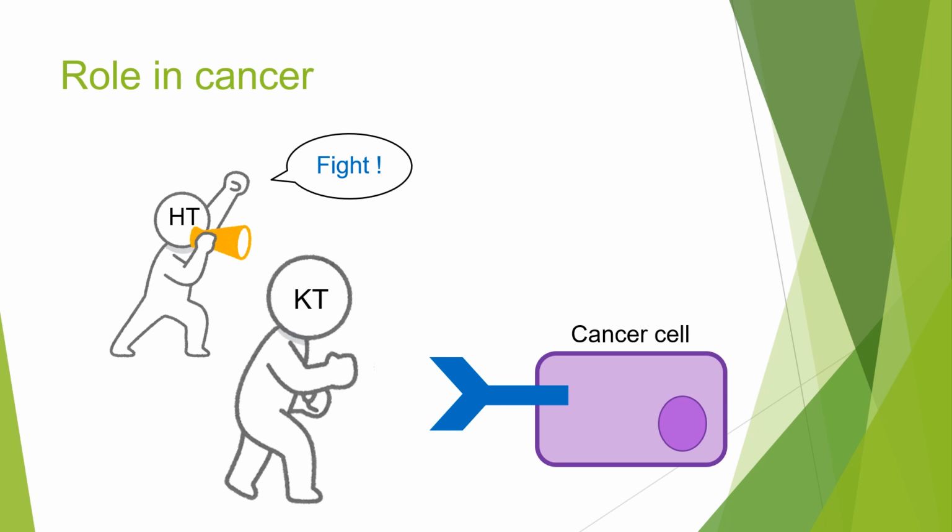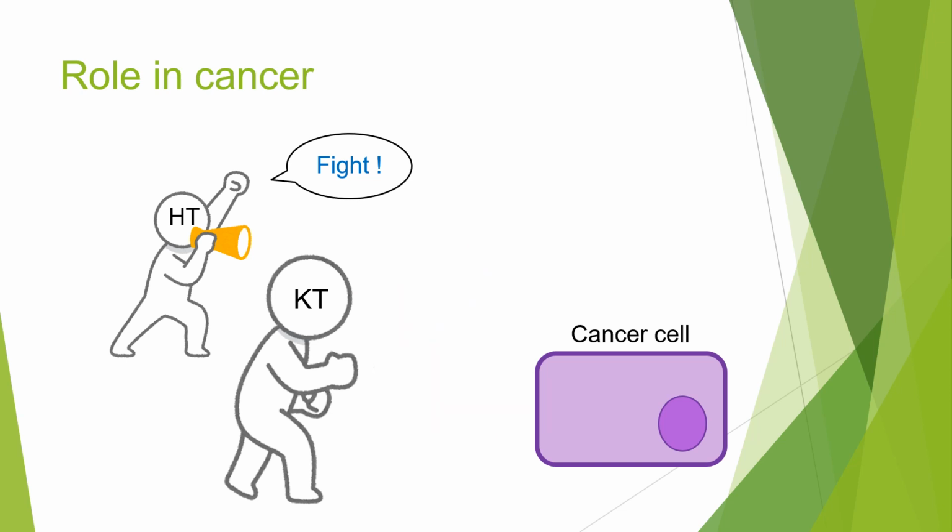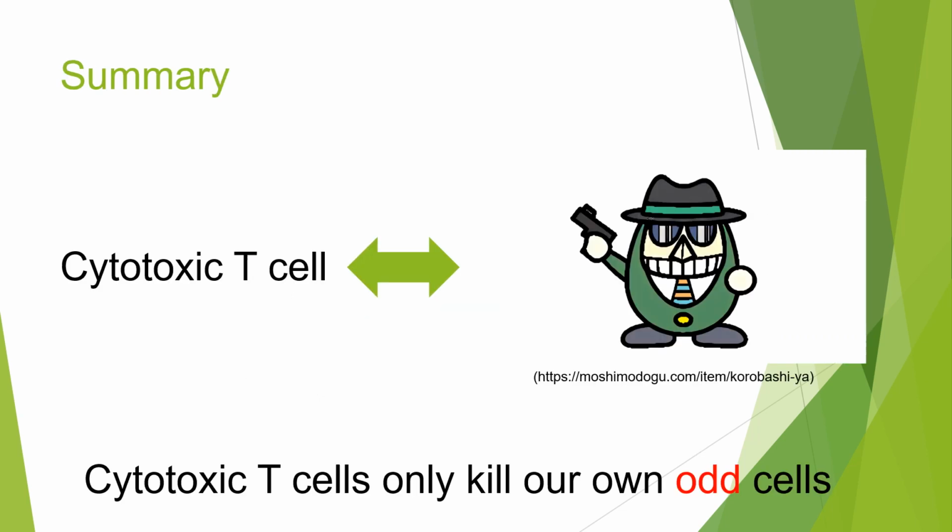Almost the same thing occurs in cancer. In the case of cancer, killer T cells recognize cancer antigens and attack target cells. However, if cancer cells conceal MHC class I, killer T cells cannot kill cancer cells and the immune response against cancer becomes very slow. Here is the summary of this video.